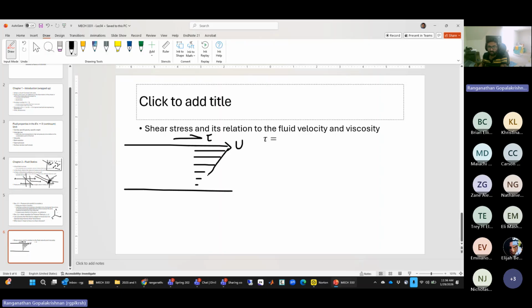So as a result, what do you have? What is this called, the change in velocity in a particular direction? So if I say u depends on y, I'll call this the y direction. What is the rate of change of u along y? Velocity gradient. Thank you. Velocity gradient.